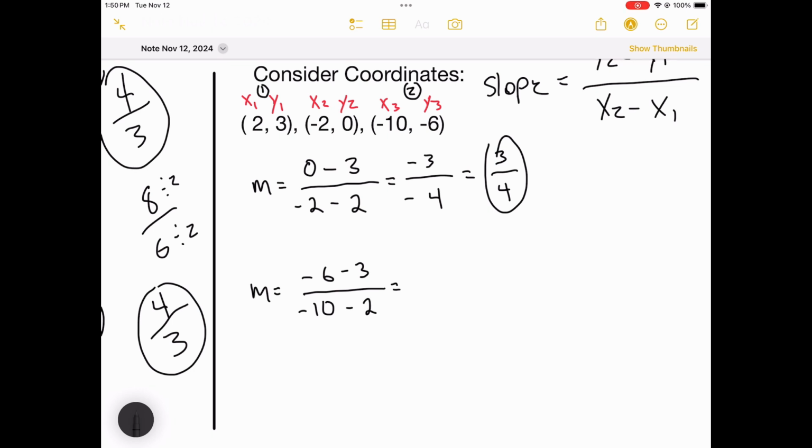-6 minus 3 is -9, and that is negative 12. Well, when I reduce negative 9 over negative 12, guess what? It's 3 over 4.